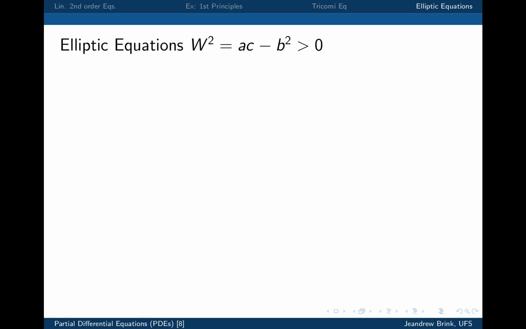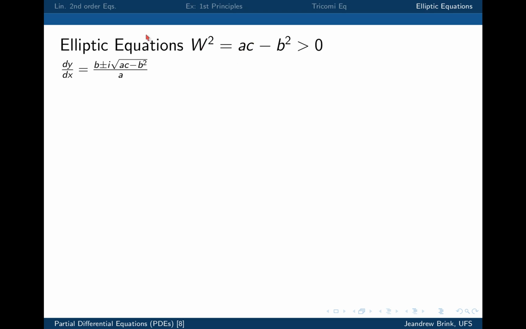Okay, so with elliptic equations, what I'm going to do is first discuss what I do and then give you the results that Fritz John gives, and then give you an example possibly in the next lecture about how to apply it. So with elliptic equations, the thing that goes into the square root sign is negative. So I'm going to call omega the positive part. Okay, so you have omega squared equals AC minus B squared.